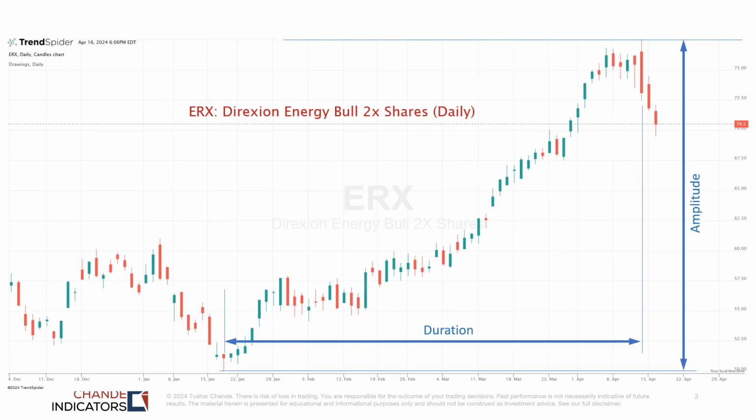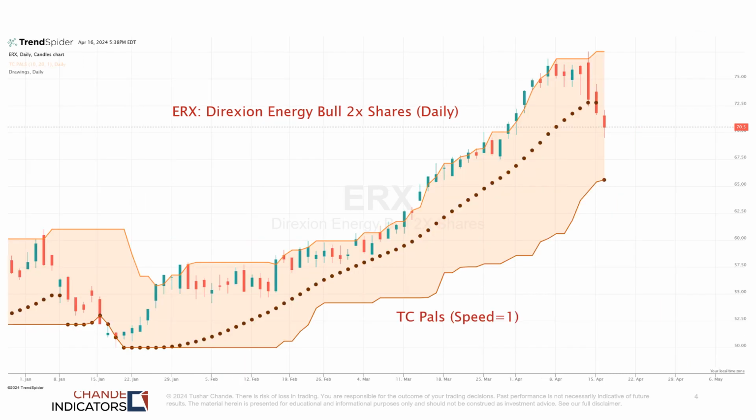So why do we need an exit strategy? We need an exit strategy because the duration of a move and the amplitude of a move are not known ahead of time. Here we have applied the PALS indicator with its default values and speed equal to 1. PALS stands for Parabolic Accelerating Long Stop. So that's these brown dots that are our trailing exit.